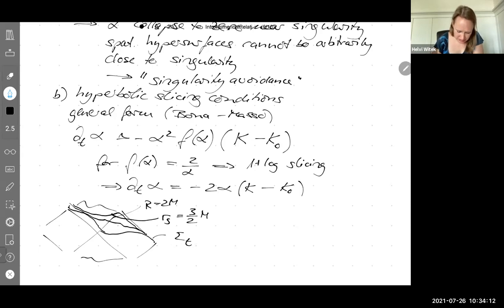Okay, and that's essentially a slicing that smooths across the horizon, avoids the singularity, and gives us a time evolution equation that's easy to implement. So this is something that we tend to use in most numerical simulations or a version thereof.